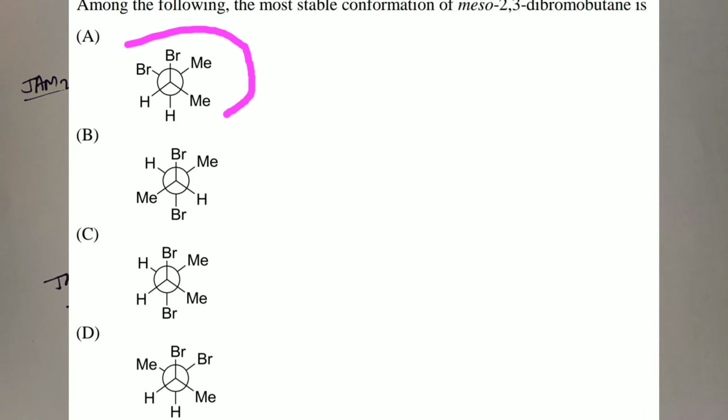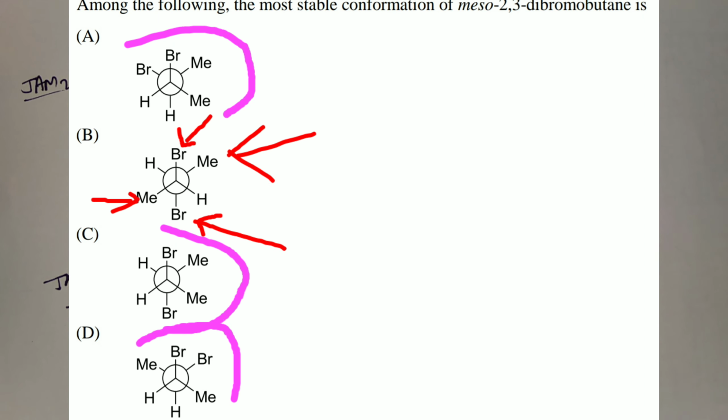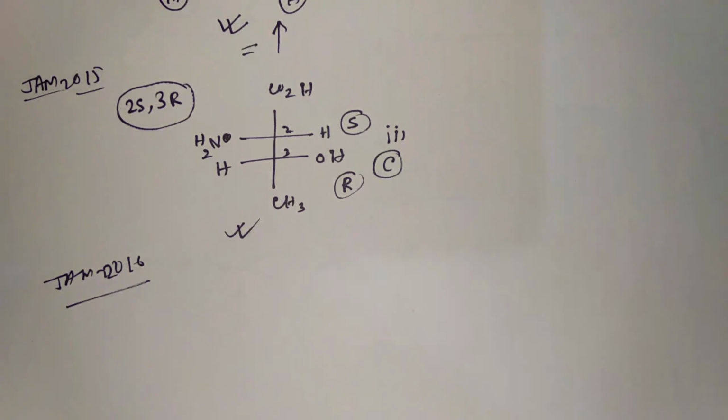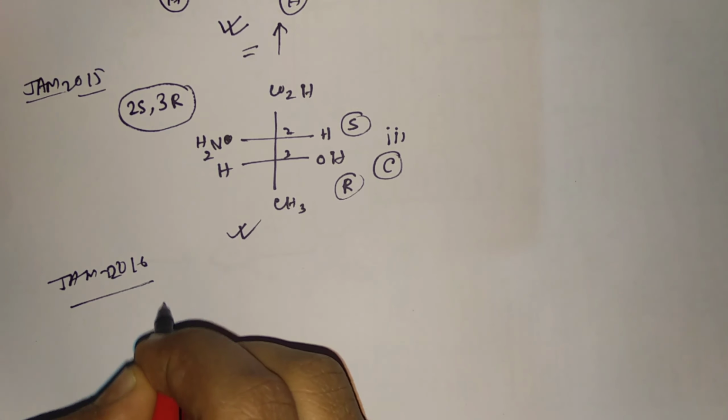In case of option C, Br, Me, Br, the same case. In case of option D, Me, Br, Me. So here is also the same case. But in case of option B, you can see that the two same groups are on the opposite side. That is why Br opposite Br, methyl opposite methyl, hydrogen opposite hydrogen. So this system is the most stable system, right? So option B will be correct.